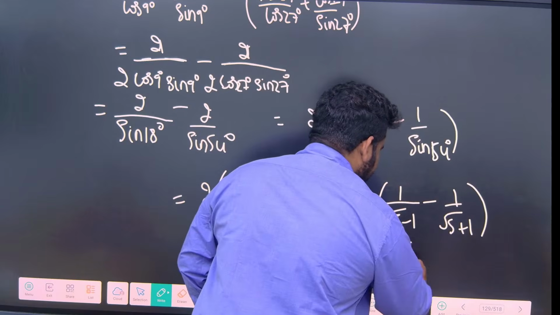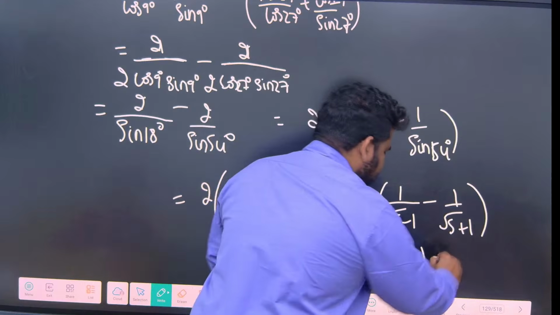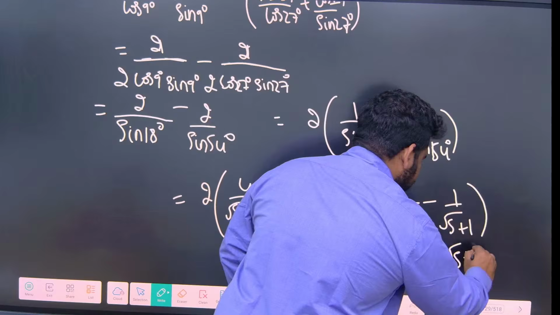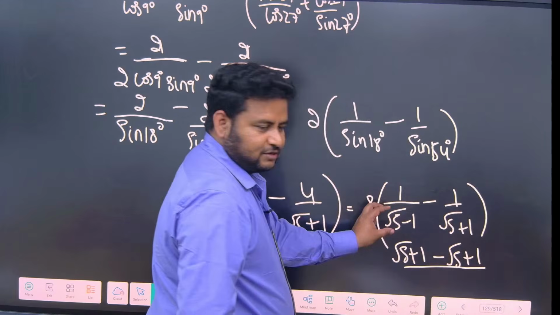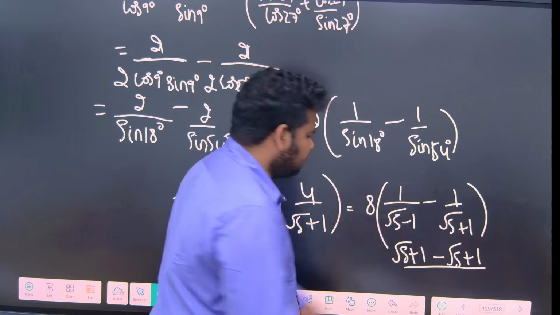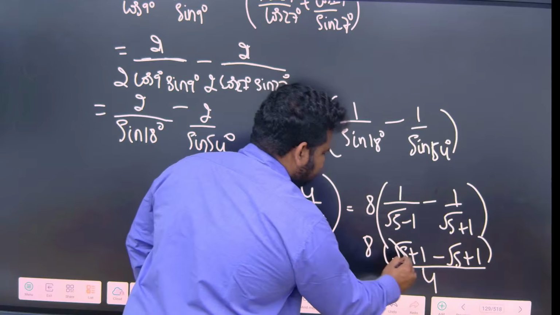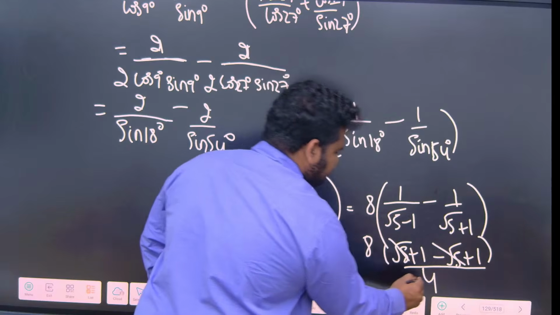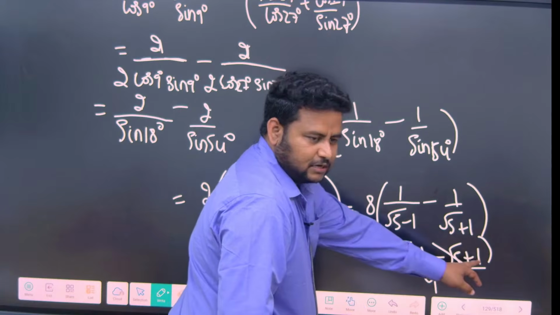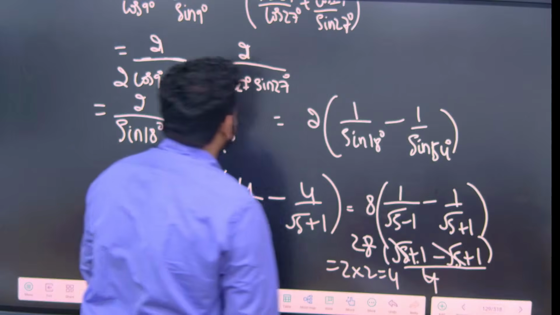Root 5 plus 1, this will be root 5 plus 1, this will be minus root 5 minus 1. So if I multiply, this will be a square minus b square. Root 5 square minus 1 square is what? Root 5 square is 5, 5 minus 1 is 4. This will be 4, here outside 8 will be there. Plus root 5 minus root 5 cancels. So this will be 4 1s are 4, 2s are, here what will be there? Plus 1 plus 1. So this will be 2 into 2. The answer is what? 4.